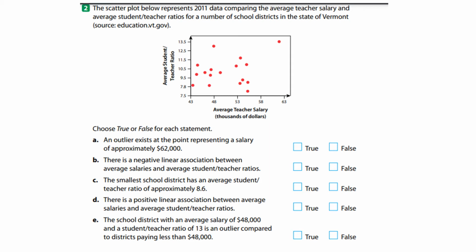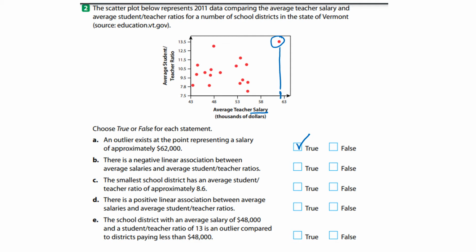Letter A, an outlier exists at the point representing salary of approximately $62,000. So salaries are down here across the bottom, and 62 would be about right there next to 63, and there is an outlier there at 62,000, and so that statement is true.